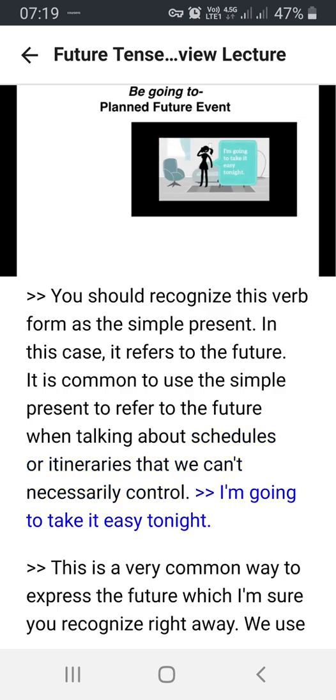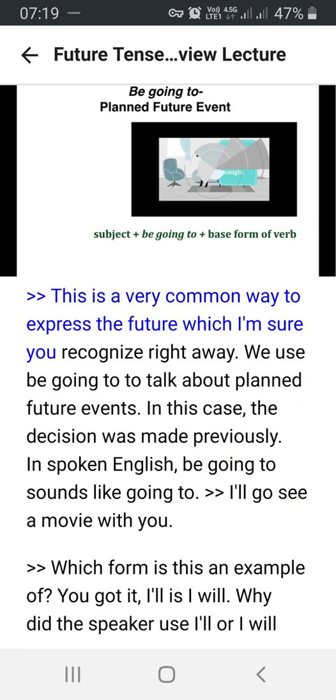I'm going to take it easy tonight. This is a very common way to express the future, which I'm sure you recognize right away. We use be going to talk about planned future events. In this case, the decision was made previously. In spoken English, be going to sounds like gonna.